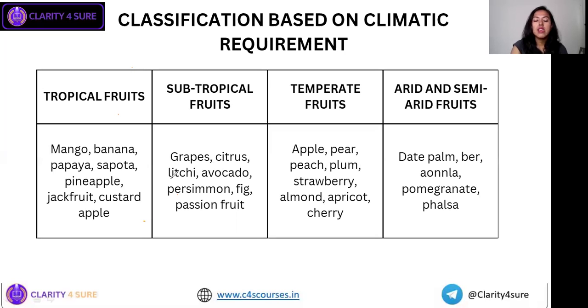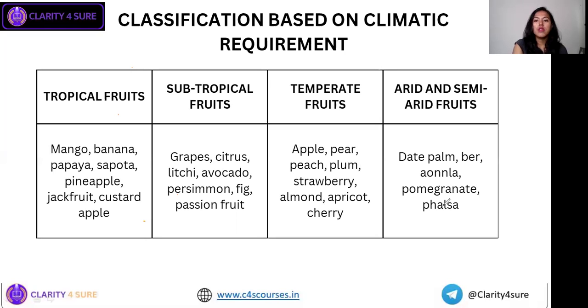Remember these three names. In a later slide, I'll say why. Then in the temperate fruit examples, you see apple, pear, peach, plum, strawberry, almond, apricot, cherry. And in the arid, semi-arid, those fruits which grow in dry and hot climates, like date palm, bear, aonla, then pomegranate and falsa.